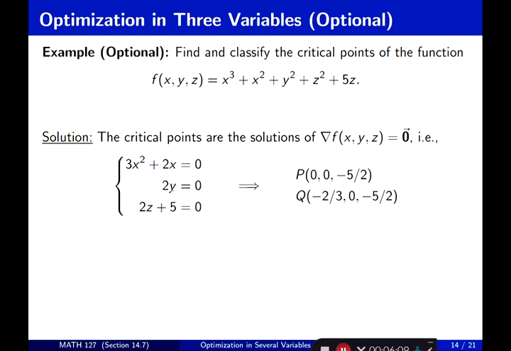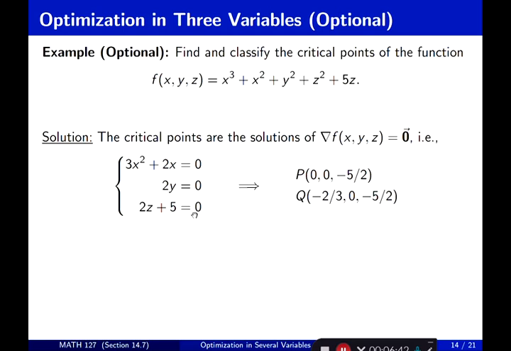This immediately gives you y equal to 0. The first equation gives you two values, x equal to 0 and x equal to negative 2/3. And then z gives you one value. So if you look at this, y and z are the same for both critical points, but x is different. Now, use these two points.